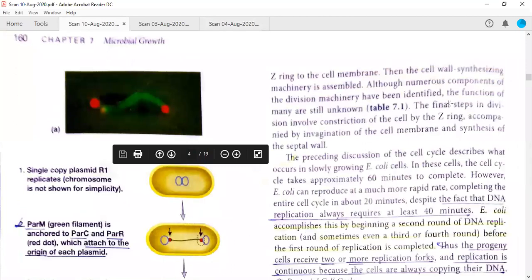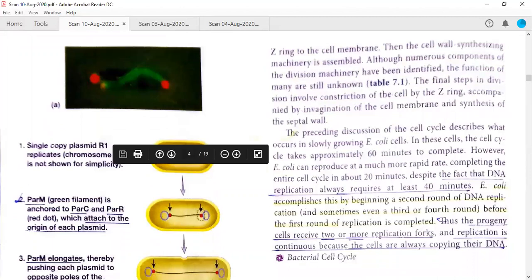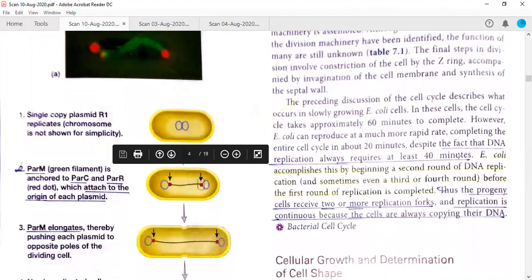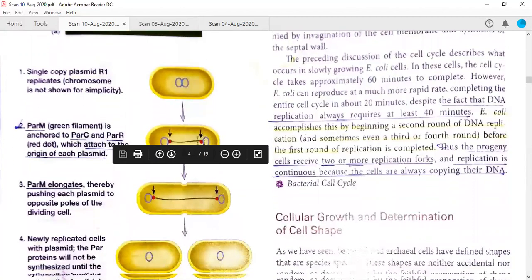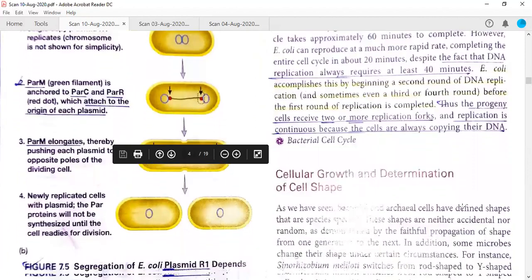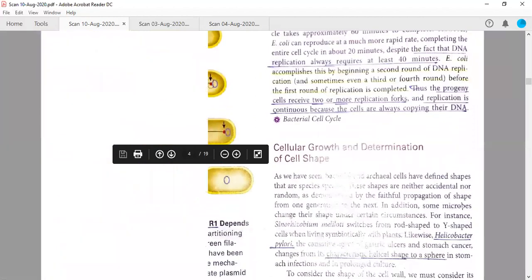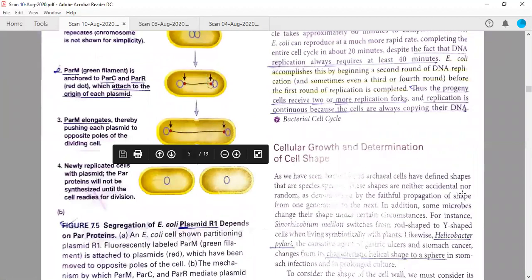But these invaginations are actually accompanied by this Z ring of the cell membrane, and synthesis of the septa wall or the septum formation is completely dependent upon the formation of Z ring or FtsZ. This is clearly written in the text, and you can read this from here. Fine.